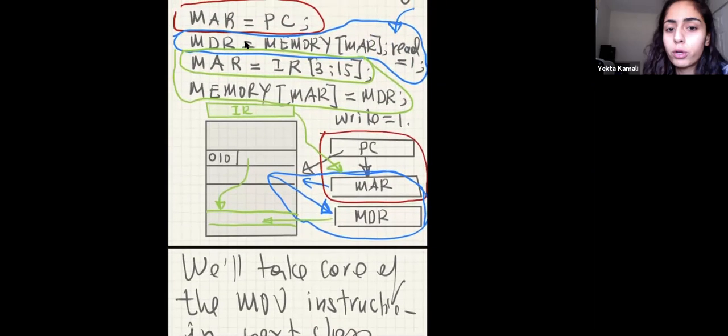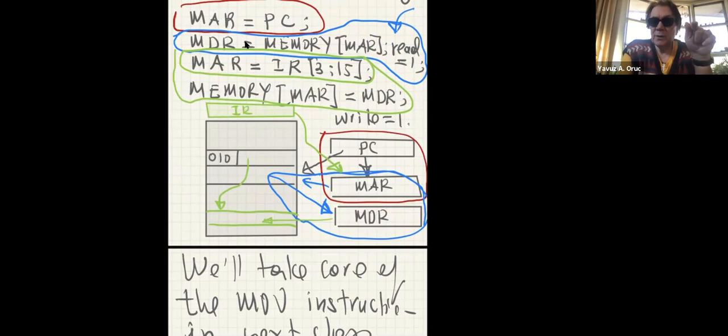Yes. So for the blue parts, I understand that you're saying we have memory going into MDR, but I don't understand why MAR is going into memory in that. So MAR is like a pointer. It points to the place from where we have to grab something. It says grab it from there.